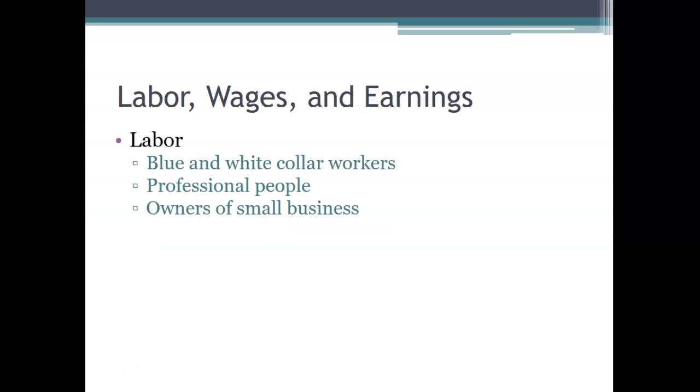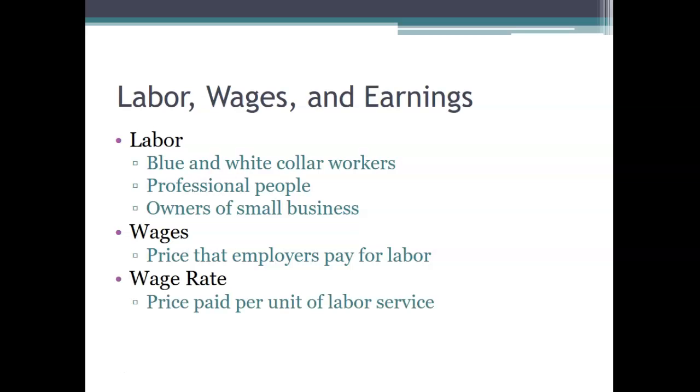Okay, now for the rest of wage determination, chapter 26. First off, some definitions. When we say labor, it's labor. Blue collar, white collar, purple collar, turquoise collar. Okay, a worker is a worker. We're not differentiating between professionals, the owners of businesses, whatever else. It's people who work. Wages: the price that employers pay for labor.